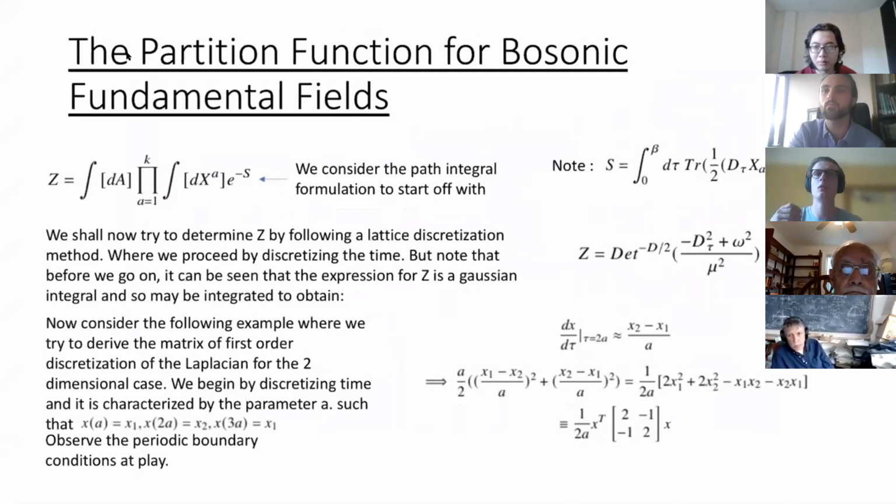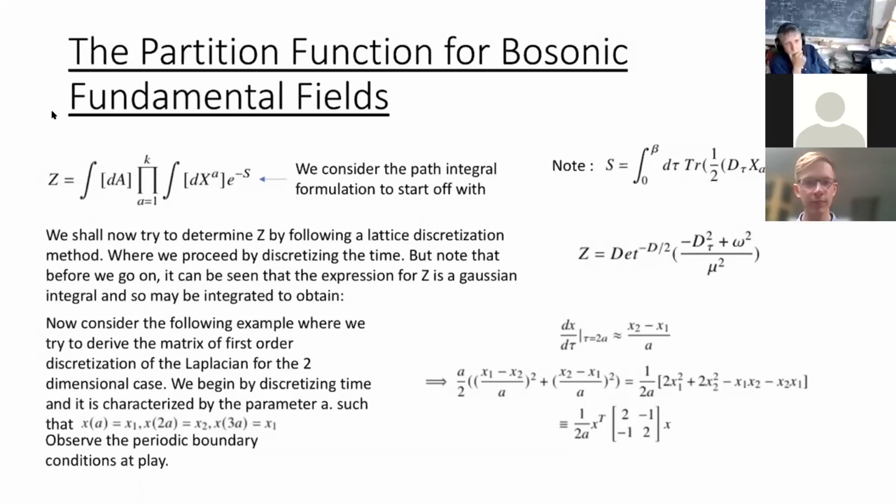Yeah, sorry about that. So just to introduce myself, my name is Prathik, and I'm studying theoretical physics at Trinity College Dublin, and I'm in my third year. So okay, diving into the presentation, I'll be talking about the partition function for the bosonic fundamental fields and providing a basic derivation of sorts of how exactly these partition functions are derived.